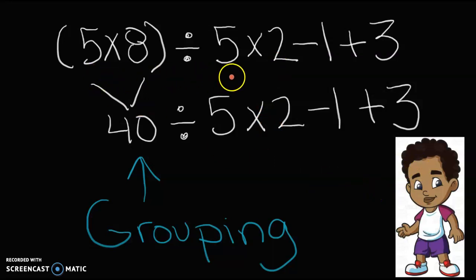I'm rewriting this problem again, as you can see. First thing I'm going to remember is GEMS. Whatever I see that is grouped, I'm going to do first. 5 times 8 is 40. I'm going to rewrite the problem. 40 divided by 5 multiplied by 2, subtract 1 plus 3. All right, we've got that down.